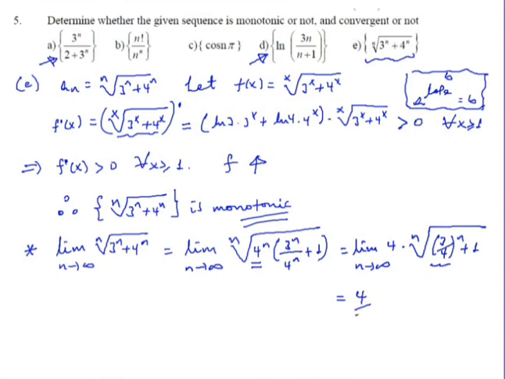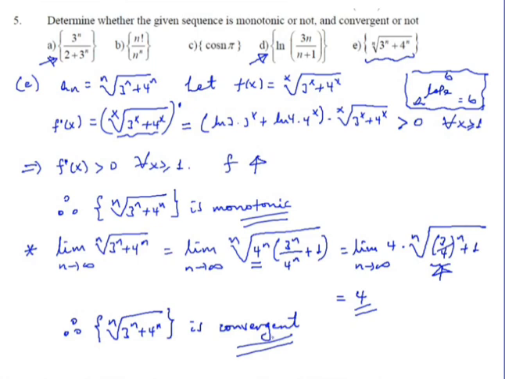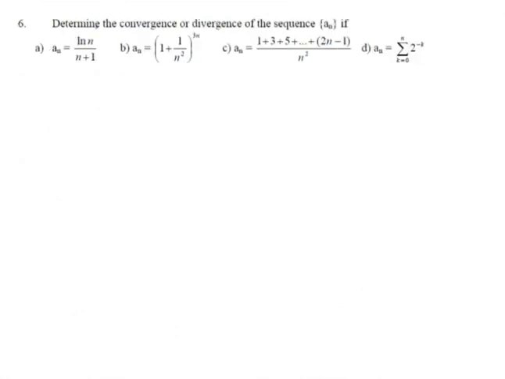So this becomes 4. Therefore the sequence nth root of 3 the power of n plus 4 the power of n is convergent. It converges to 4. Okay, number 6 says determine the convergence or divergence of the sequence an.